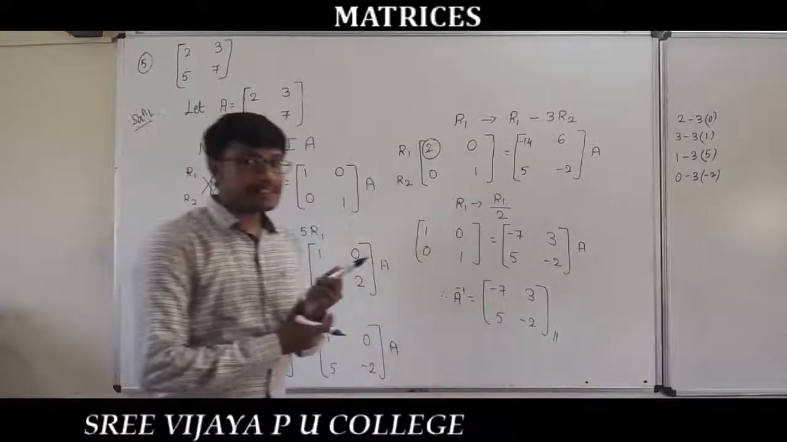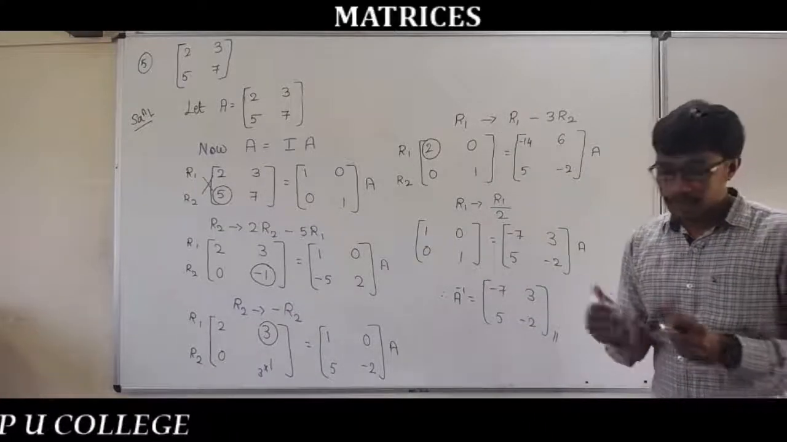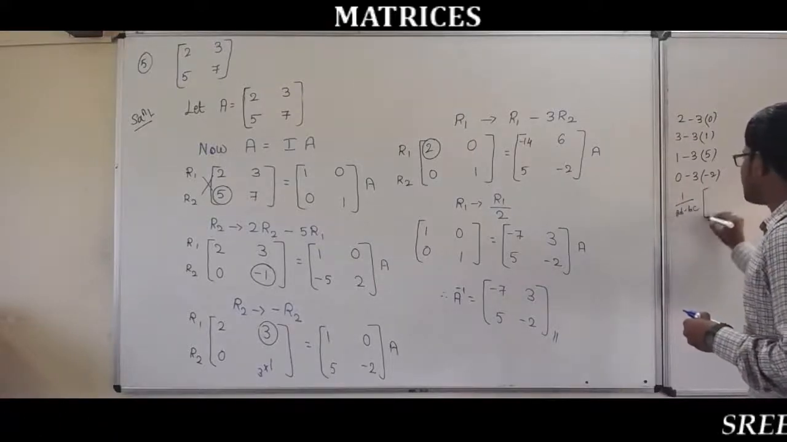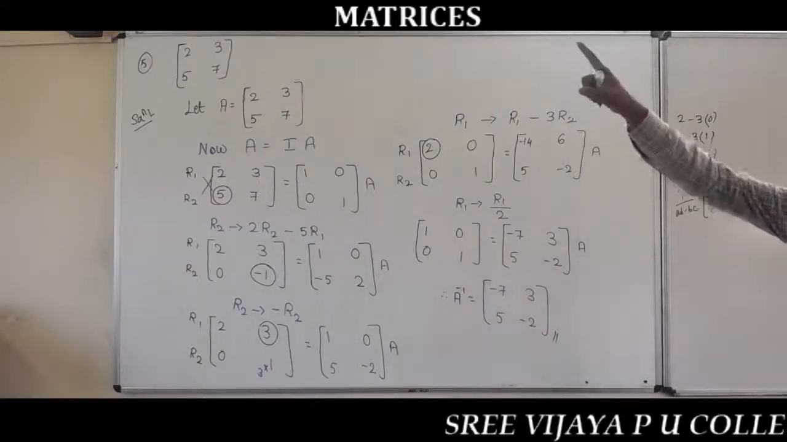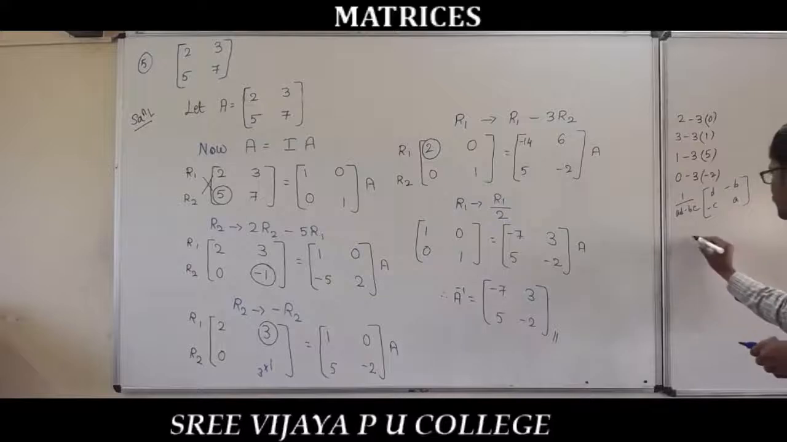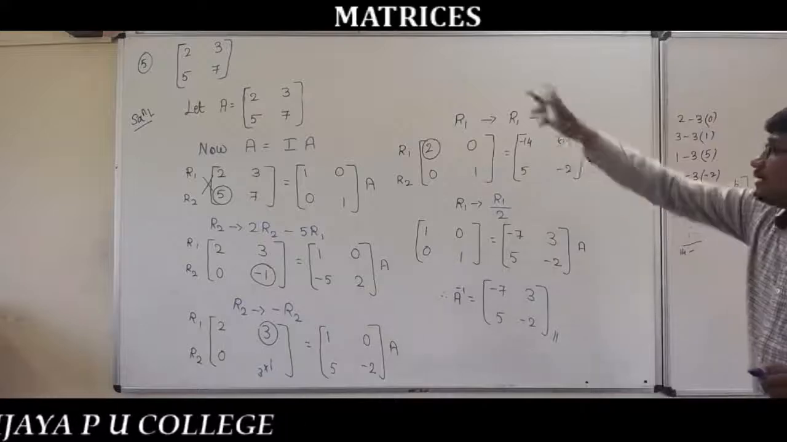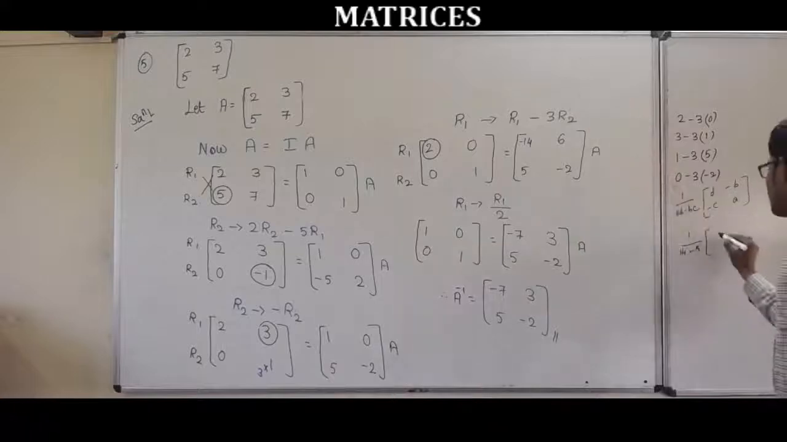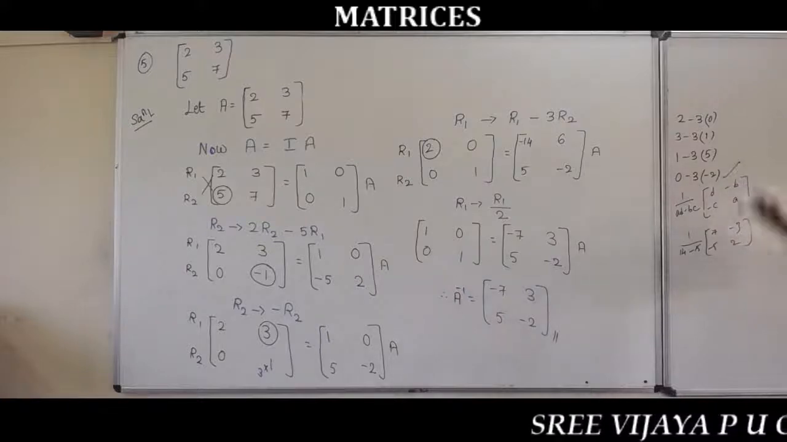So last class I explained one small logic, whether the given answer will be correct or not. For that what is the formula I applied? 1 by AD minus BC, D, minus B, minus C, A. So what does this mean? In the matrix, diagonal elements will interchange. For non-diagonal you can change the sign. So for that 1 by AD means 2 into 7, 14, BC means 3 into 5 is 15. And what are the diagonal elements? We can interchange. So 2 and 7 becomes 7 and 2. For non-diagonals you can change the sign. That is minus 3 and minus 5 according to this one.